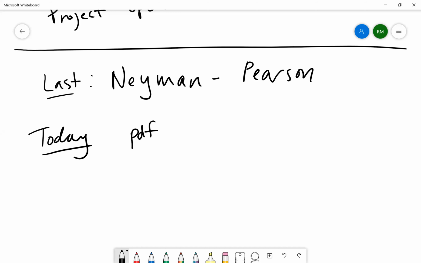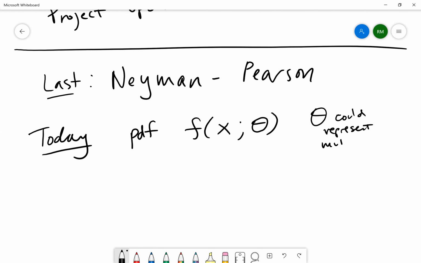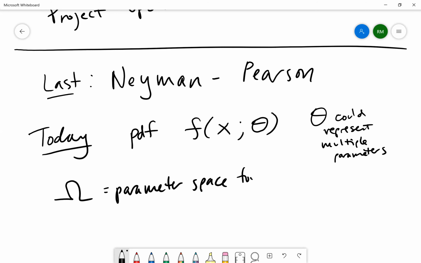Our PDF or PMF of our function is going to be written as f of x, theta, even if you have multiple variables and theta could represent multiple parameters, kind of like mu and sigma squared are different parameters for the normal distribution. So big omega is the parameter space for theta. That is, big omega is the set of all possible parameter values. So we're going to let our null hypothesis be that theta is an element of lowercase omega, and the alternate hypothesis is that theta is an element of omega prime.